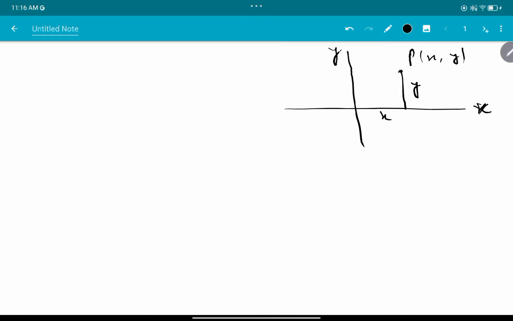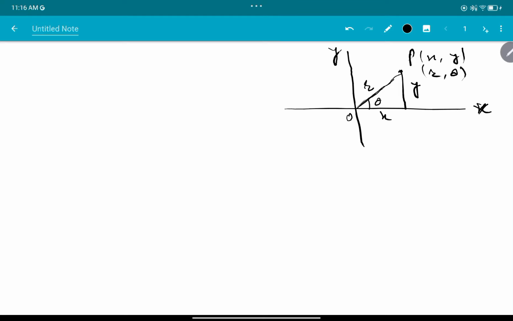Those coordinates are called polar coordinates. One coordinate gives us the distance of the point from the origin. This distance is denoted by r, and the other coordinate gives us the direction in which that point is located. That is given by this angle theta. So this point has two polar coordinates, one giving its distance directly from the origin, and the other giving its direction.